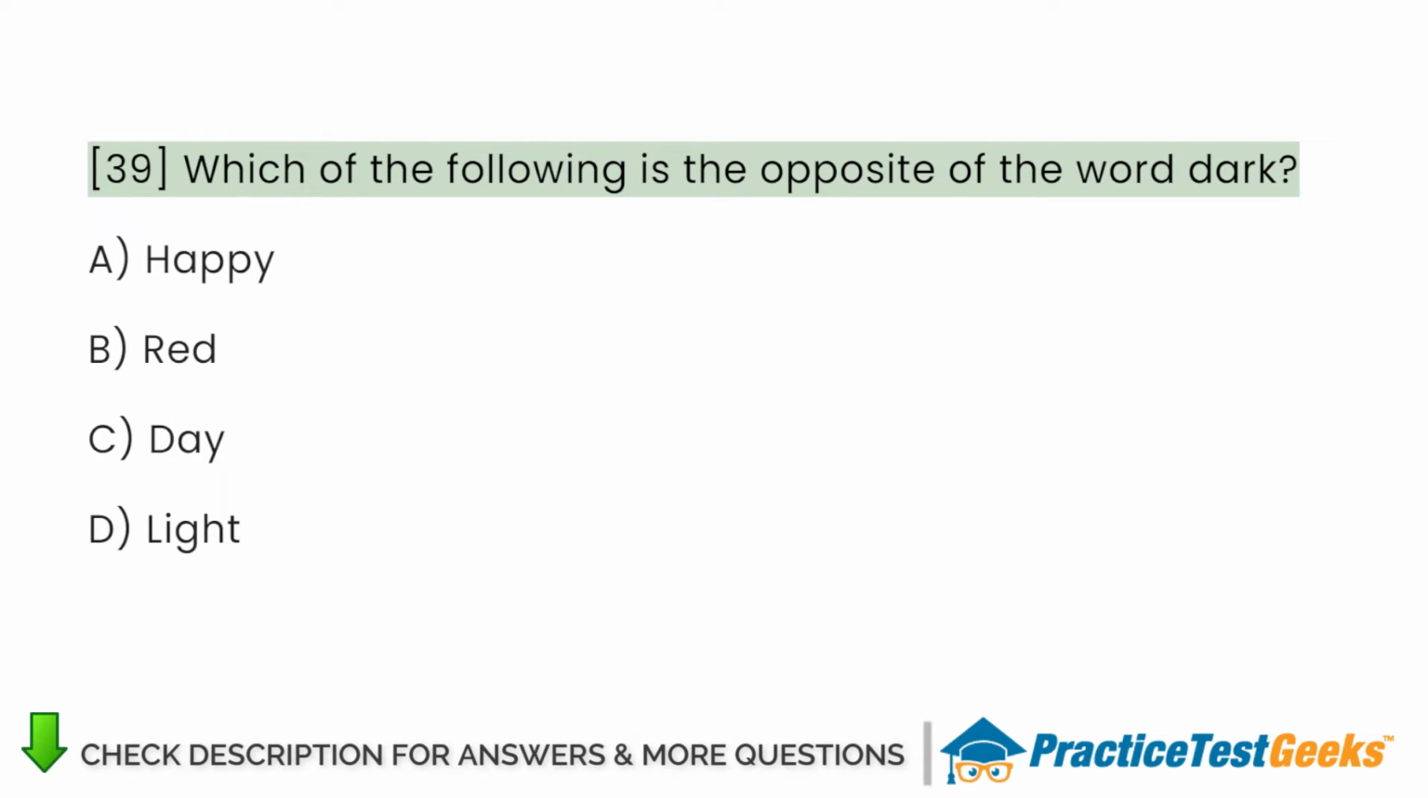Which of the following is the opposite of the word dark? A. Happy. B. Red. C. Day. D. Light.